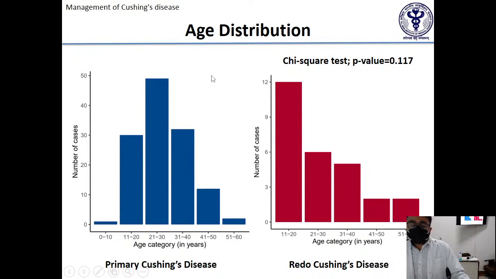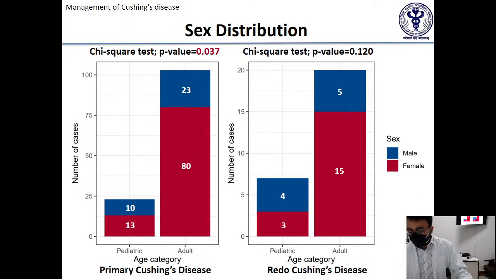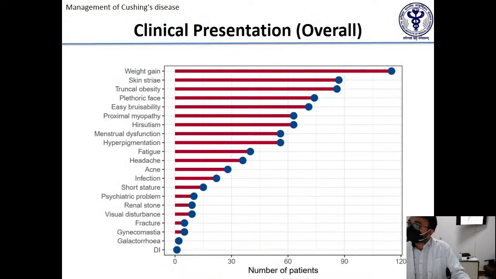So, checking the age distribution, the patients in the primary Cushing's disease group predominantly belong to the 20 to 30 years age group, whereas in the redo Cushing's group, we had a higher proportion of patients in the pediatric age group. We analyzed the sex distribution among the redo group and the primary group, and found that the female population had a predominance in both the primary as well as the redo Cushing's disease group.